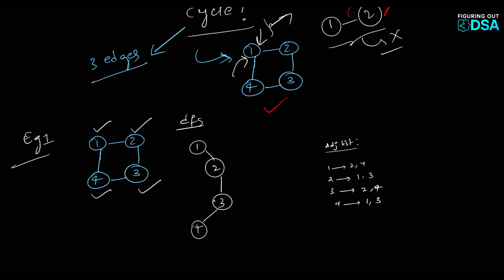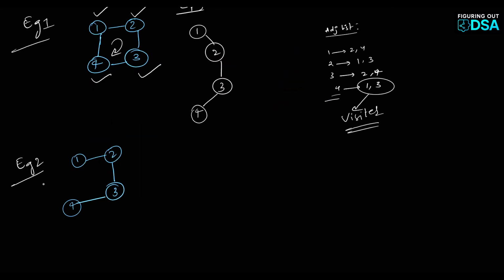So we can observe something here, right? We have reached a node where all the connected nodes for this particular node are visited. So I think we have figured out something from here. If you are able to get any node such that all its connected nodes are visited, then we can say there is a cycle present here. Let's take another example where there is no cycle and let's see whether this intuition works or not.